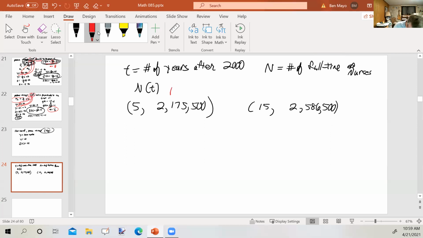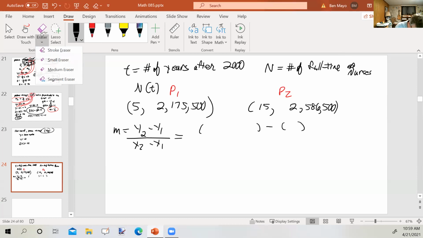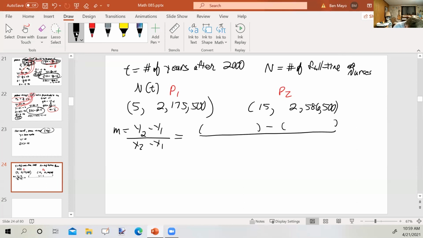Okay, I'm going to call this point 1 and this point 2. We're going to use the slope formula. m equals y sub 2 minus y sub 1 over x sub 2 minus x sub 1. I need to leave more room there. So y sub 2 would be 2,586,500. y sub 1 is 2,175,500. x sub 2 is 15. x sub 1 is 5.